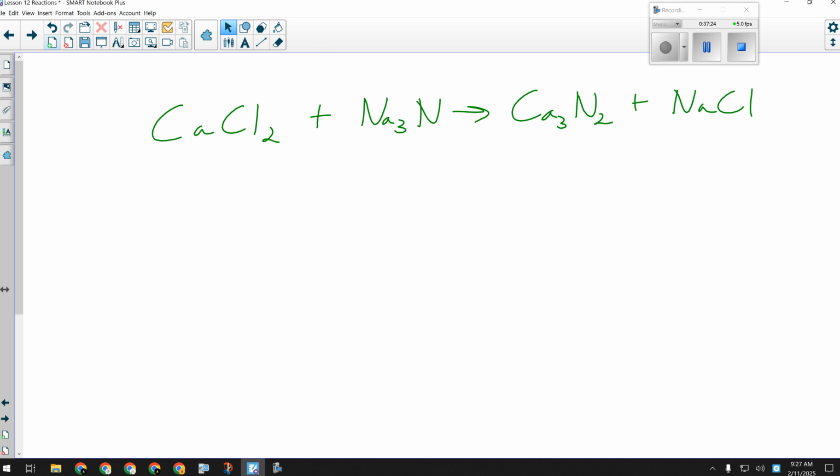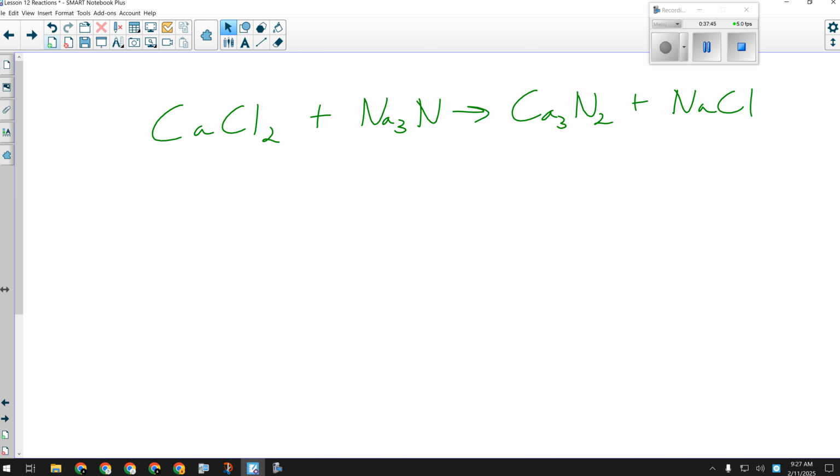Right now, that reaction is not balanced. Okay, here's how I can tell. On this side, I have how many sodiums? 3. How many do I have over here? 1. So that's not balanced, right? I've destroyed 2 sodium atoms somewhere along the way, and I'm not allowed to do that.